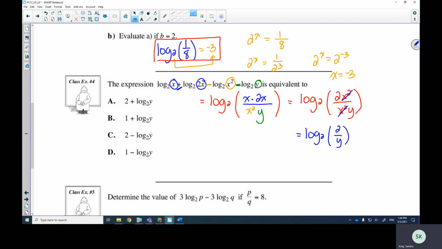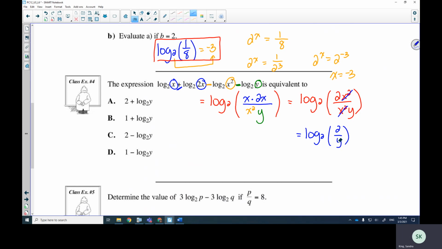So if you got to this step on a quiz, like if I gave you just this, and I said express as a single logarithm, you are done, right? That's the answer, log base 2 of 2 over y. But they made this a multiple choice question, and we look and we say, well, this answer is not anywhere. So what we have to sometimes be able to do is we have to split this apart.